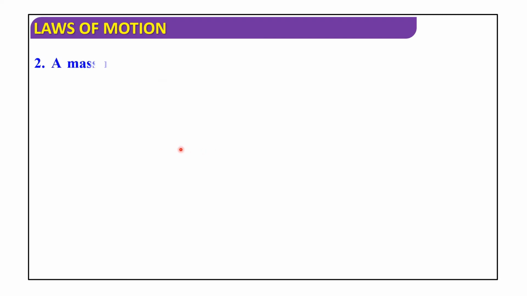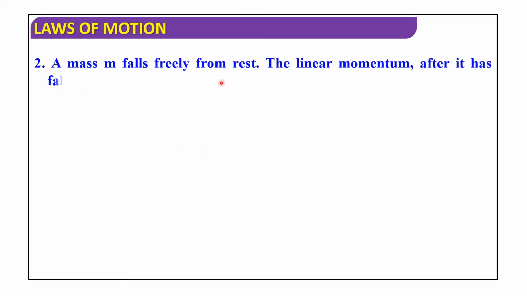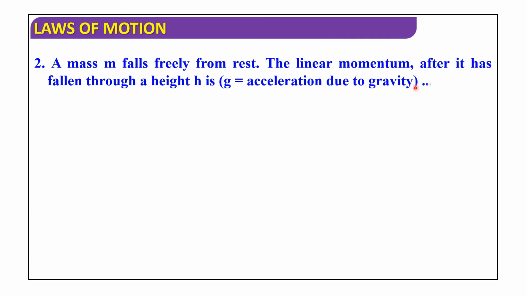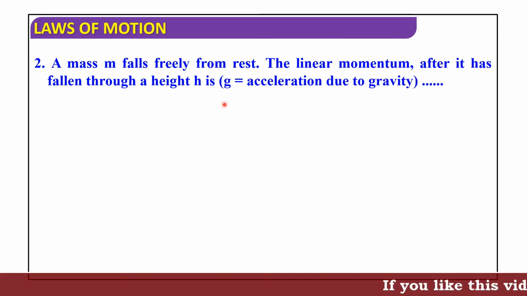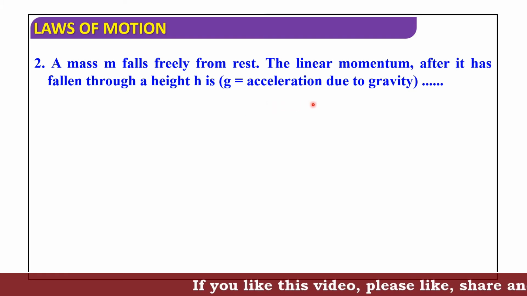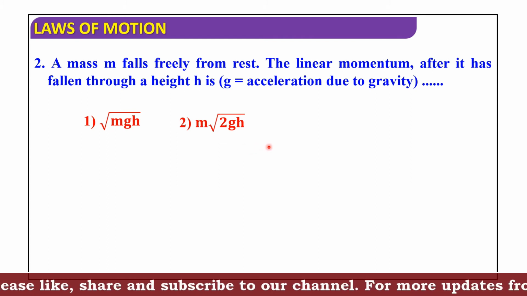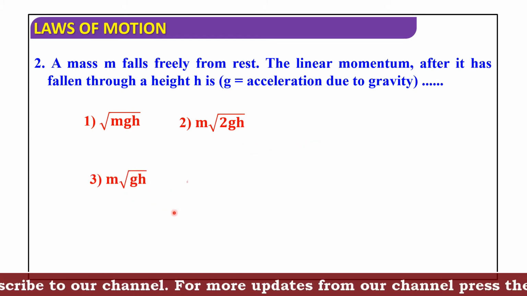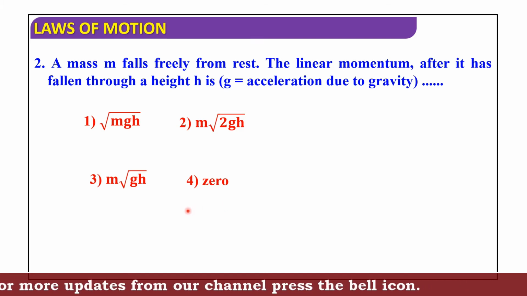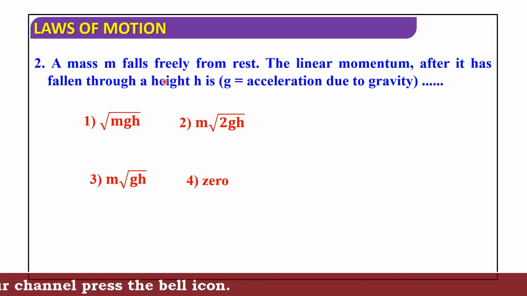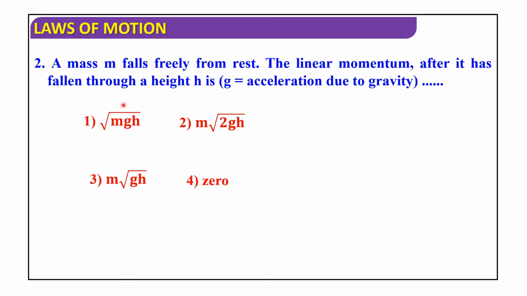Next, a mass m falls freely from rest. The linear momentum after it has fallen through a height h is, here g is acceleration due to gravity, root of mgh, m root 2gh, m root gh and 0. Here a mass m falls freely from rest. The linear momentum after it has fallen through a height, that is m root of 2gh. Okay, second option is correct.